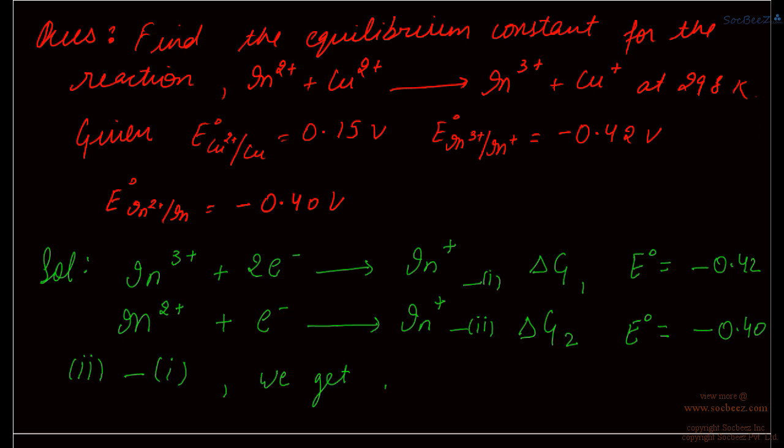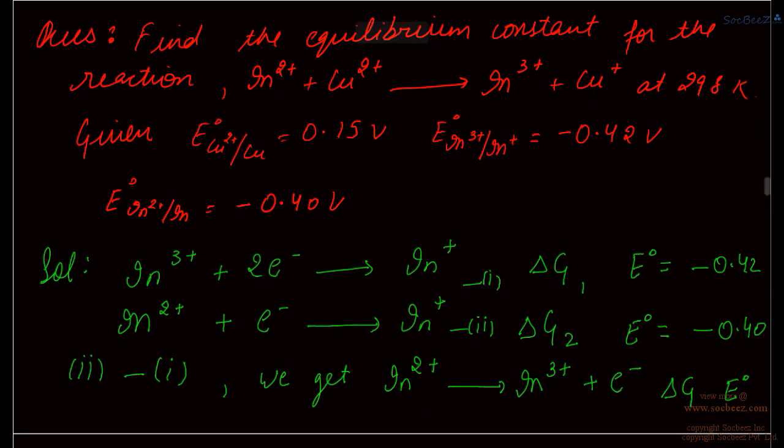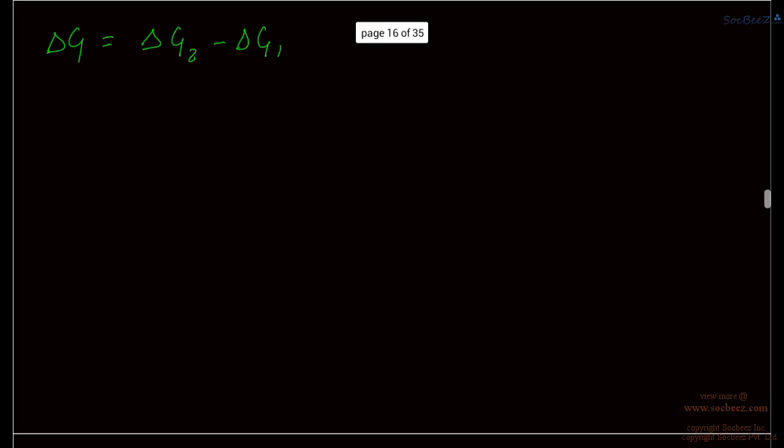Okay, so we get In2+ giving us In3+ plus an electron. Suppose it has a delta G value of delta G and E naught as E naught. Since delta G is additive, delta G will be delta G2 minus delta G1, since we are subtracting equation 1 from equation 2.